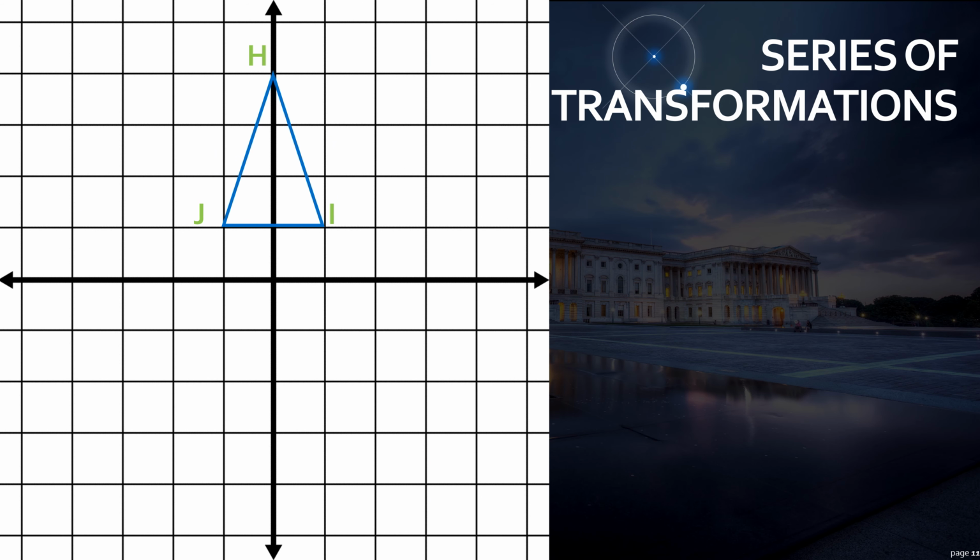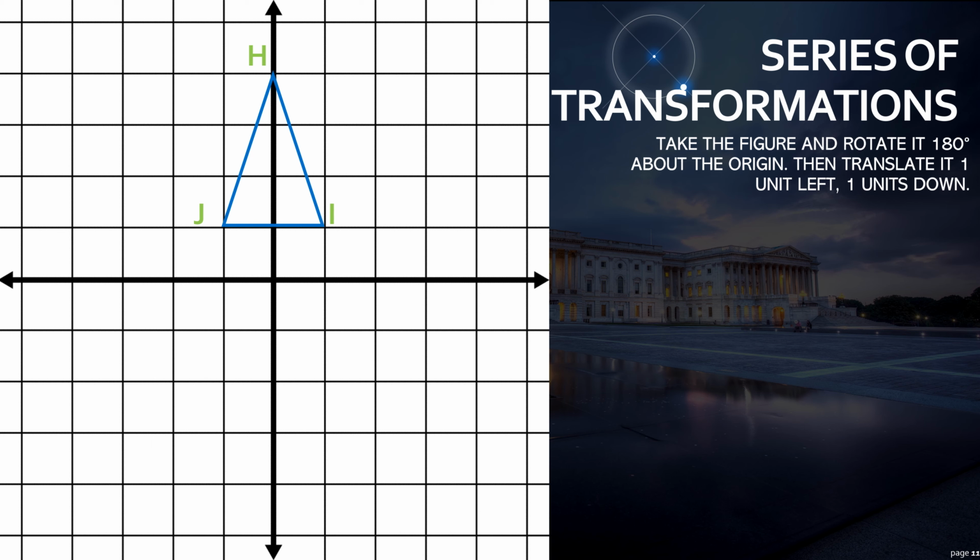Now we're going to be talking about a series of transformations. For this class, we're only going to be looking at 2 transformations, but keep in mind, you could do an infinite number of different transformations, but we're only going to be looking at 2 at a time. So let's say, for instance, I want to take this triangle and rotate it 180 degrees about the origin. Then I want to translate it 1 unit left and 1 unit down. So just like before, you want to write your first rule.